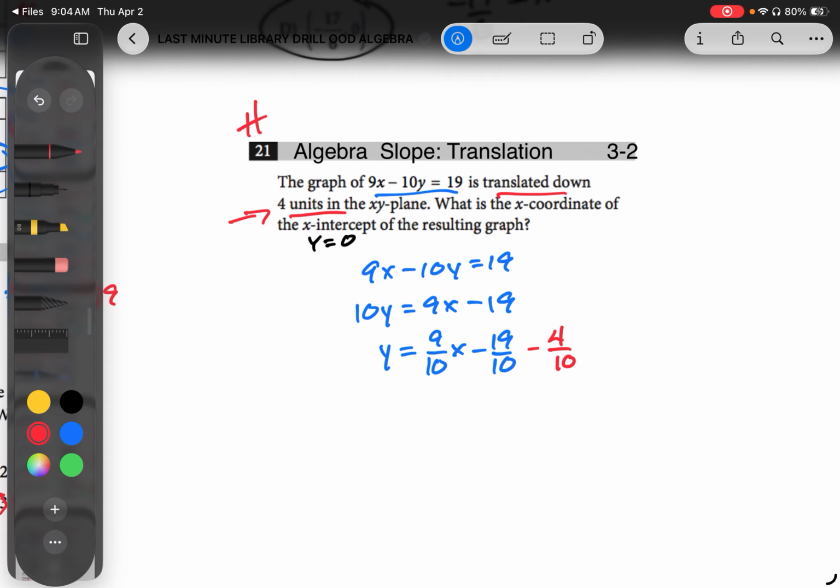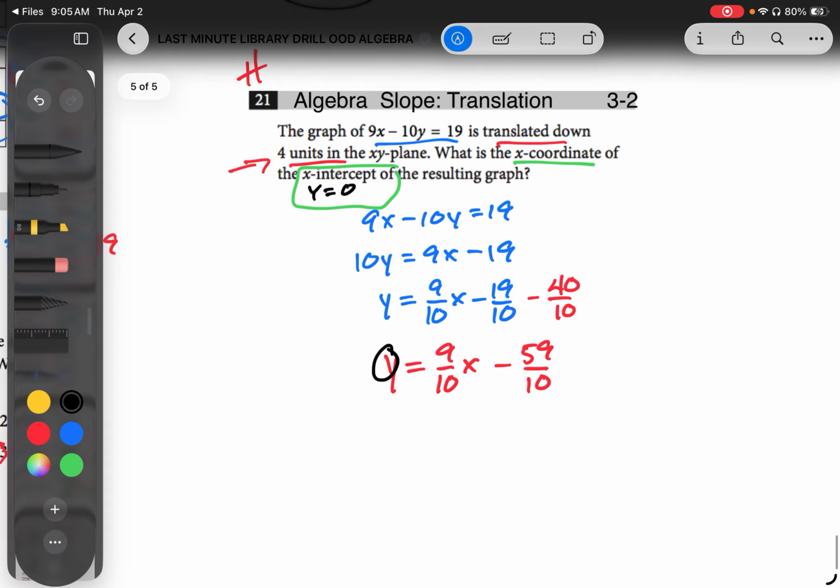So I'm going to have to change that to 10 and multiply upstairs by 10. So that's a negative 40 over 10, which is the same as 4 over 1. When I do subtract it, I'm going to have my new formula. y equals 9 over 10x minus 59 over 10. Now the question, they're saying, what is the x-coordinate of the x-intercept? That's when y equals 0. So if I set this to equal 0, let's go ahead and just solve for x.